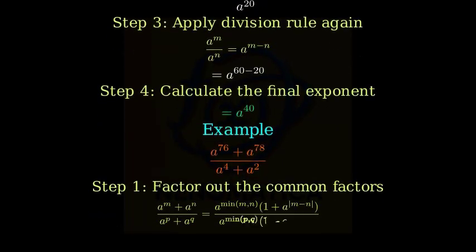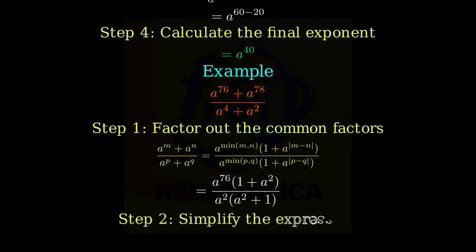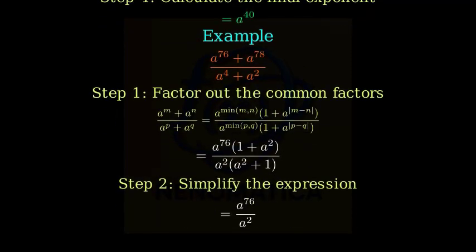First, let's factor out the greatest common factor from both the numerator and the denominator. In the numerator, we can factor out a to the power of 76, and in the denominator, we can factor out a squared. Notice that in both the numerator and denominator, we have the expression 1 plus a squared, but in different orders. We can simplify this to a to the power of 76 over a squared.